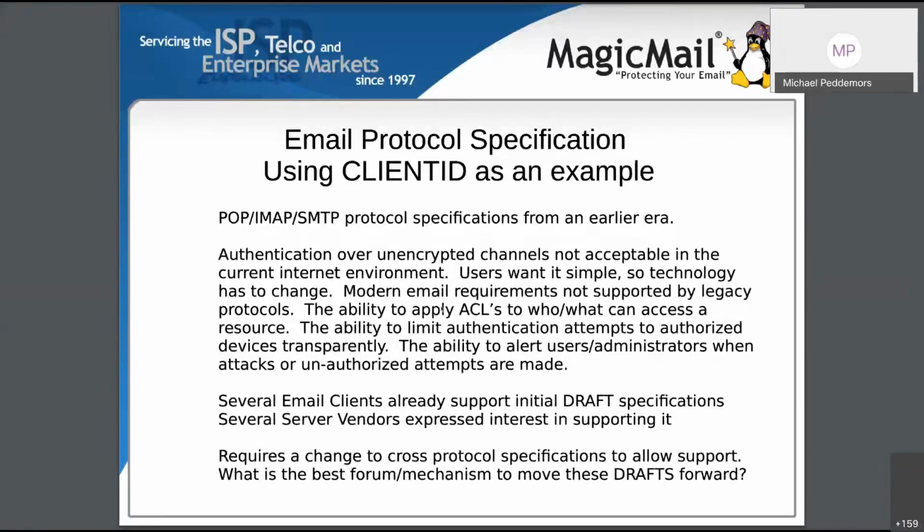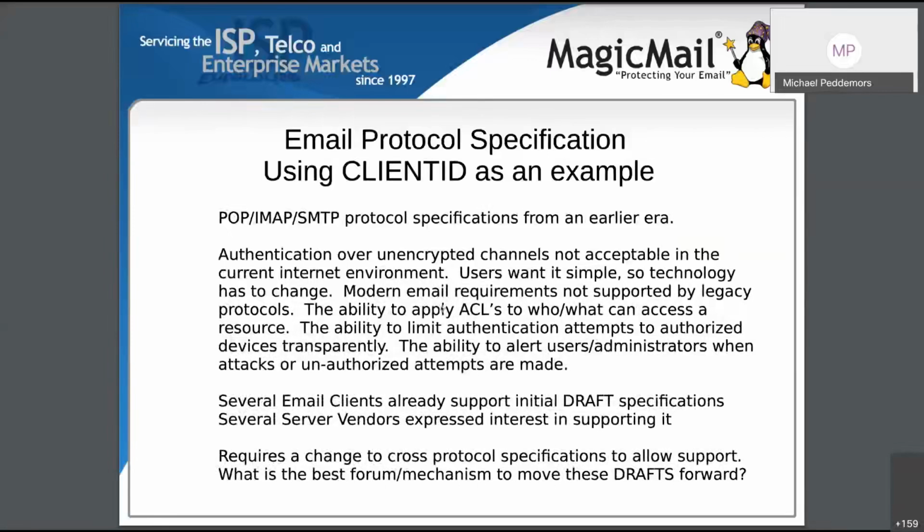I just wanted to point out that one of the reasons that we started off with this client ID is that it's just not acceptable to send authentication over unencrypted, but we need it to be simple. So it's the technology that has to change. Modern day POP and SMTP, these protocols were invented for a different world, and we still haven't yet adapted to the current environment. The ability to limit authentication attempts to individual devices transparently, the ability for a server administrator to say, just like in the old BlackBerry days, only these 100 devices can access my mail server.